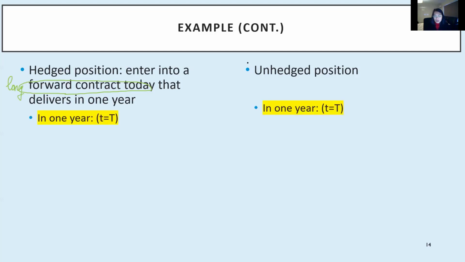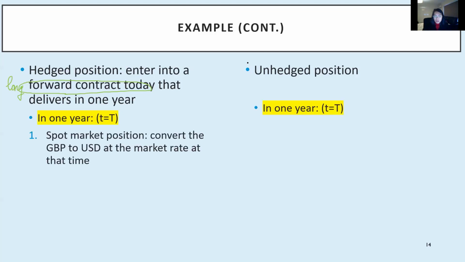So in 1 year's time, with a hedge position, I'm going to have to pay the euro to my trade partner in Italy. So in 1 year's time, I'm going to the spot market and I'm going to buy 100 million euros, okay? So I'm going to buy 100 million euros in the market at the end of 1 year.